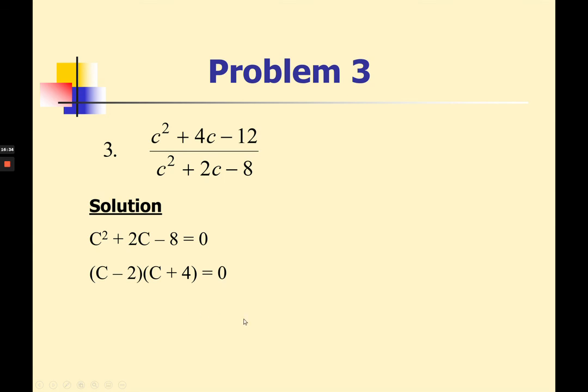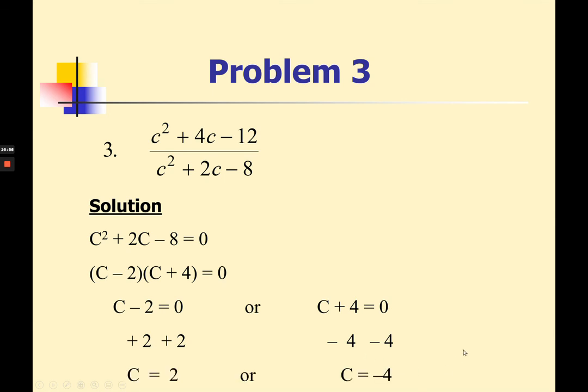And so by the zero factor property, we will equate both factors to 0, and that way we can find the values of c. There are two possible values. We add 2 on both sides for the first case. We subtract 4 on both sides on the second factor. Therefore, we found that our first factor c is equal to 2, and the second one c is negative 4. Therefore, on our given rational expression, c cannot be 2, and c cannot also be negative 4. Otherwise, the rational expression will be undefined.